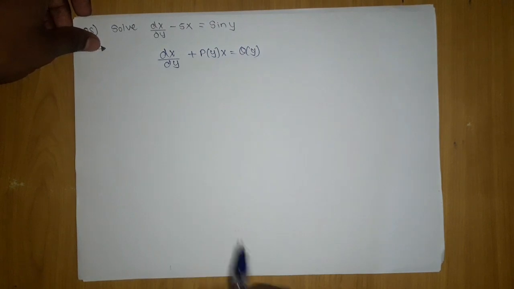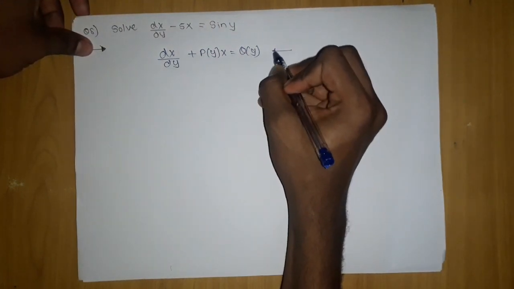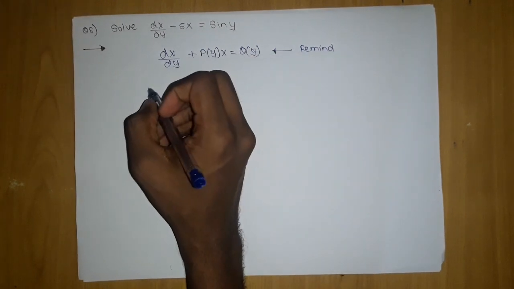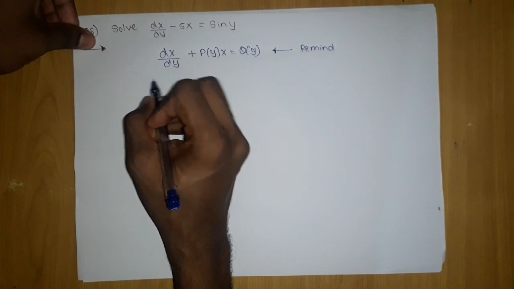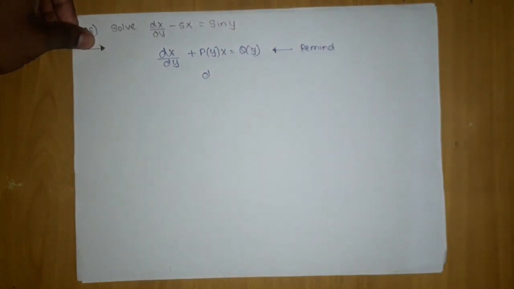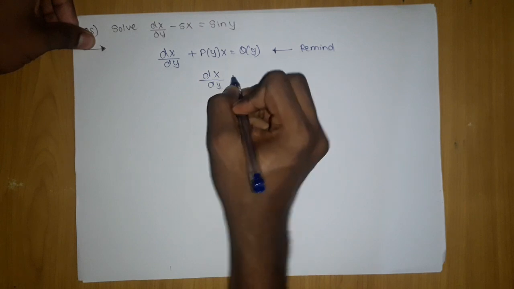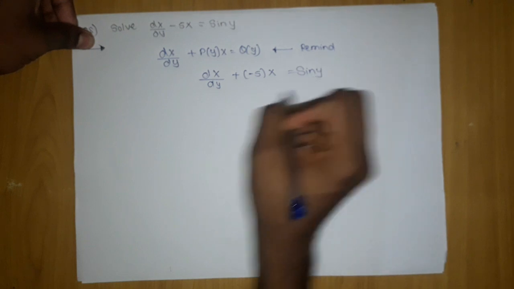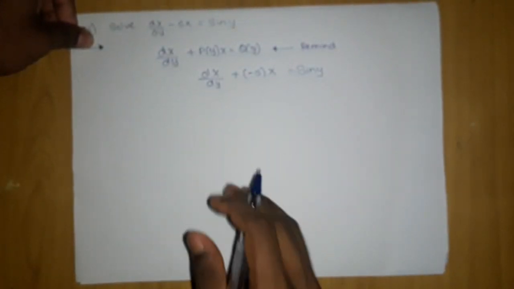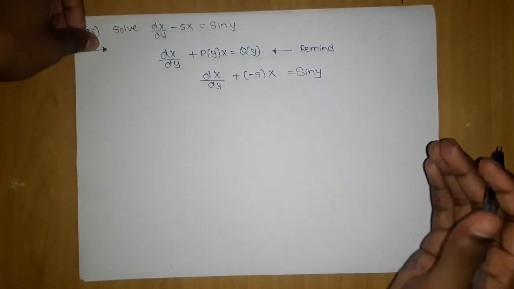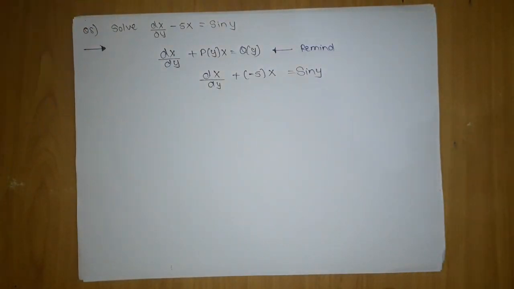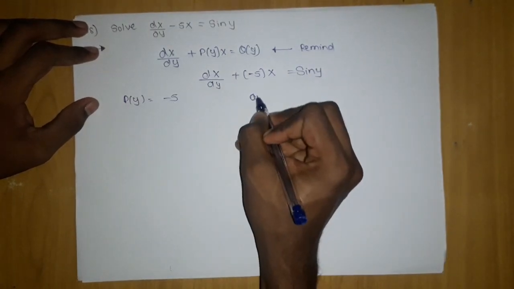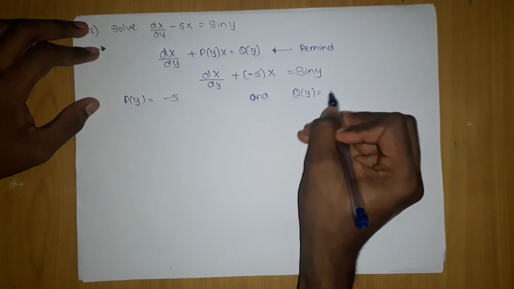This is just to remind you, you don't need to write it. So what you are going to do is write the given differential equation as dx/dy plus (minus 5) into x equals sin y. This is a first order linear differential equation of the form dx/dy plus P(y) into x equals Q(y), where P(y) is minus 5 and Q(y) is sin y.